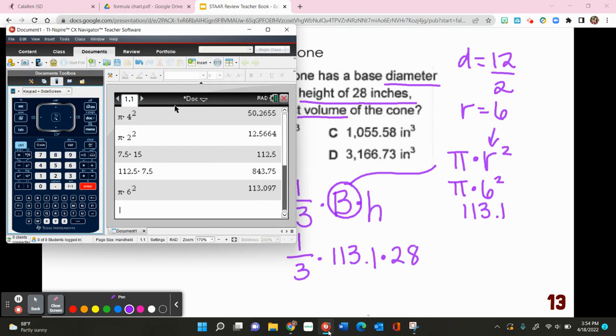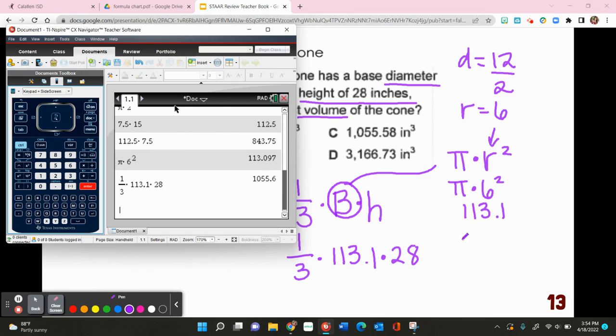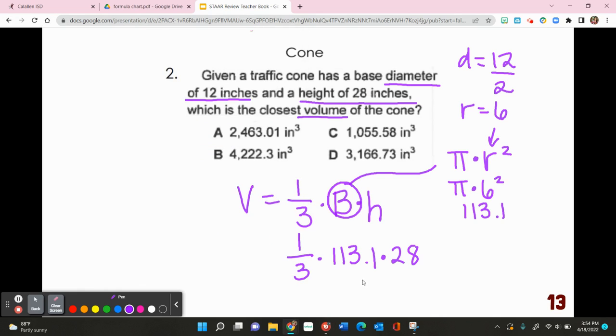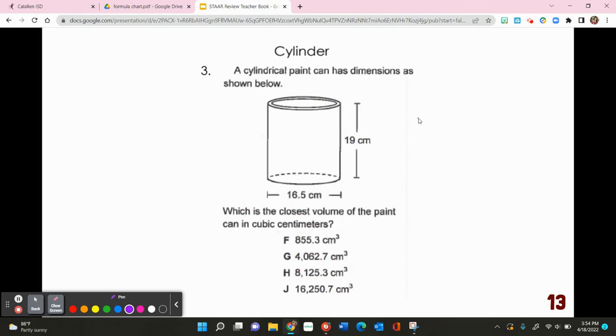So going back into our calculator, we're going to press Control Divide, 1 on top, 3 on the bottom, step out, times 113.1 times 28. And when we press enter, we get 1055.6. So the volume of our cone is 1055.6 inches cubed. However, looking at your answer choices, the closest is going to be C, 1055.58 inches cubed. Okay, next we're going to go ahead and take a look at the cylinder.